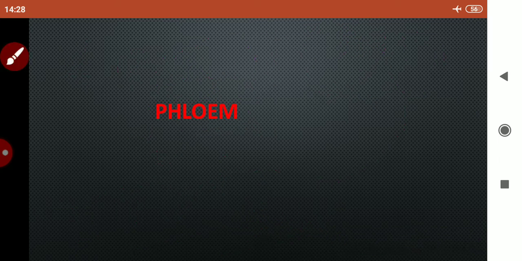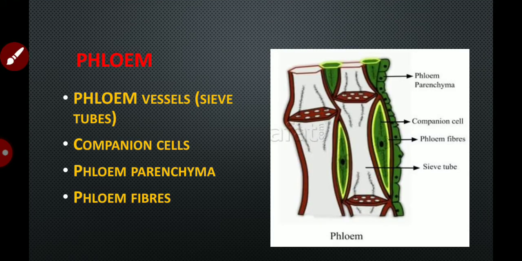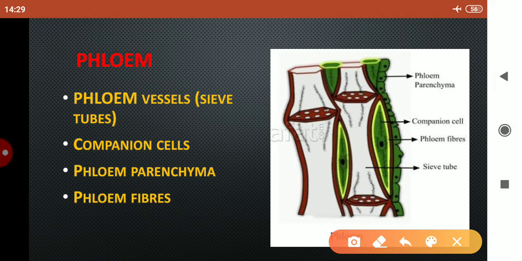Now, because phloem is a complex permanent tissue, it has four types of cells. Now, the four types of cells in phloem are phloem vessels, also called as sieve tubes, companion cells, phloem parenchyma, and phloem fibers. Now, we will study in detail about each and every cell. Let us take an overview of the structure of phloem.